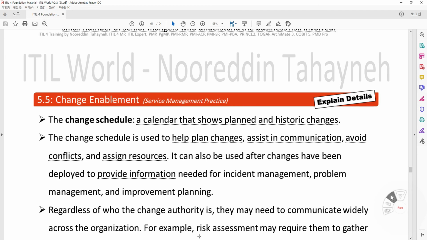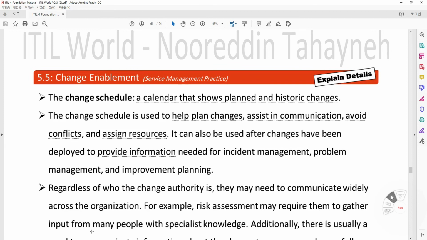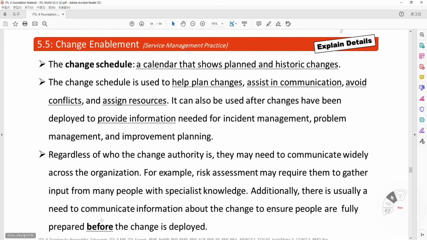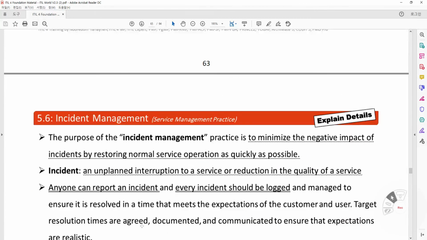Regardless of who the change authority is, they may need to communicate widely across the organization. For example, risk assessment may require them to gather input from many people with special knowledge. Additionally, there is usually a need to communicate information about the change to ensure people are fully prepared before the change is deployed.